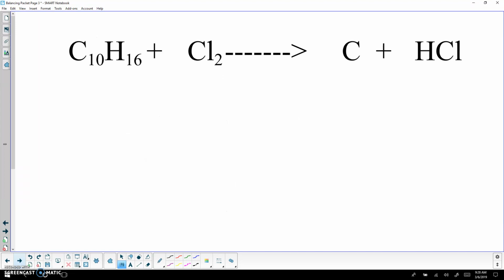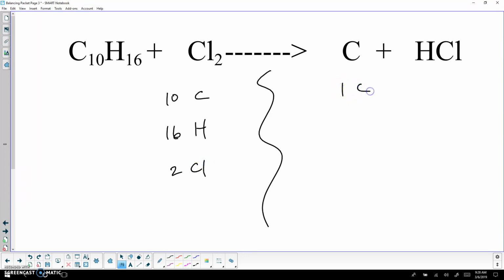Okay, this next one. So this would be decane. The combustion, or no, this isn't combustion, but regardless. We've got 10 carbons. We have 16 hydrogens and 2 chlorines. On this side, we have 1 carbon. Hydrogens, we have 1. Chlorines, we have 1.